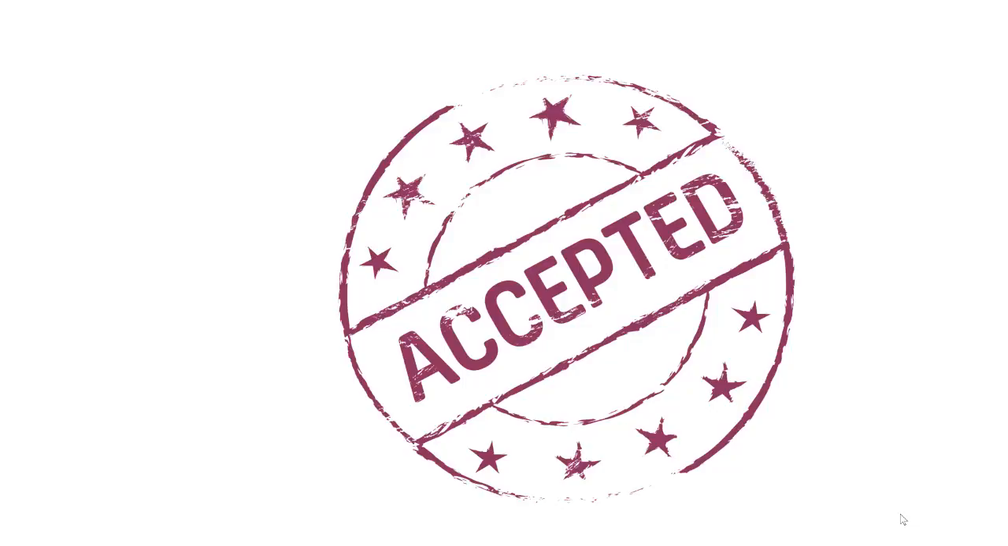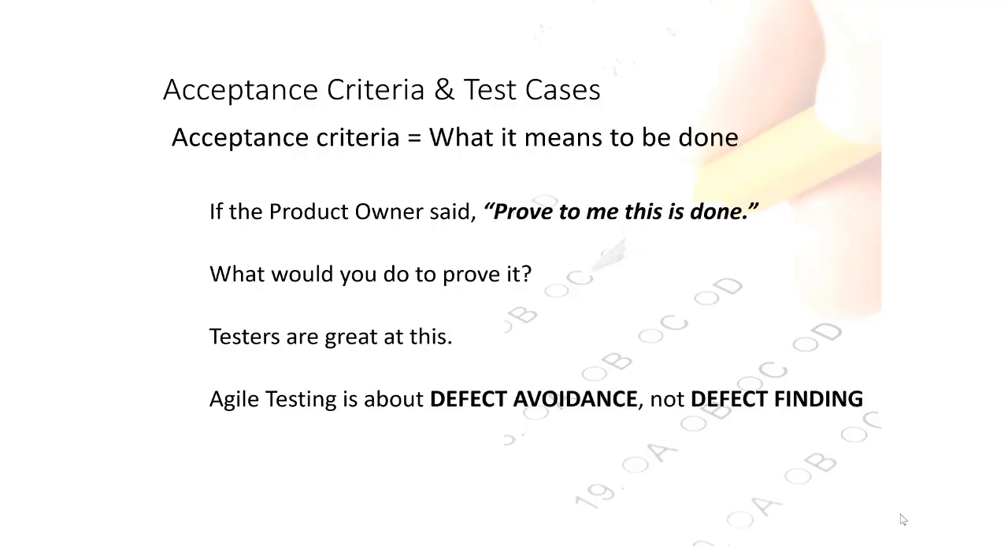Acceptance criteria is how you know that a story has been fully completed. There's something else called the definition of done that is common to all stories. Those are common criteria, but this is specific criteria to an individual story. Acceptance criteria is really, what does it mean to be done?